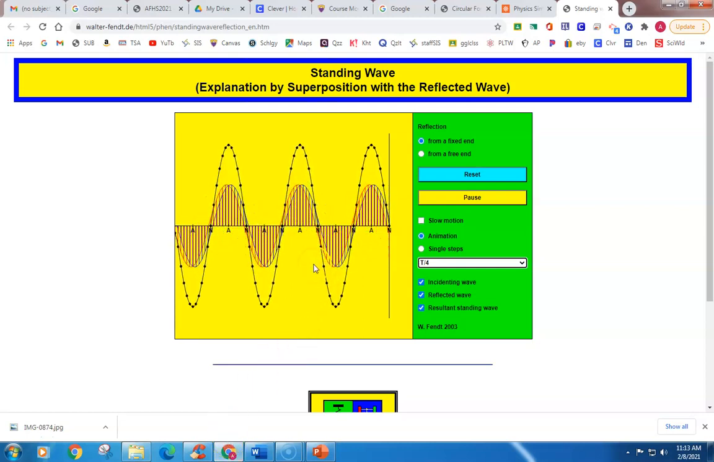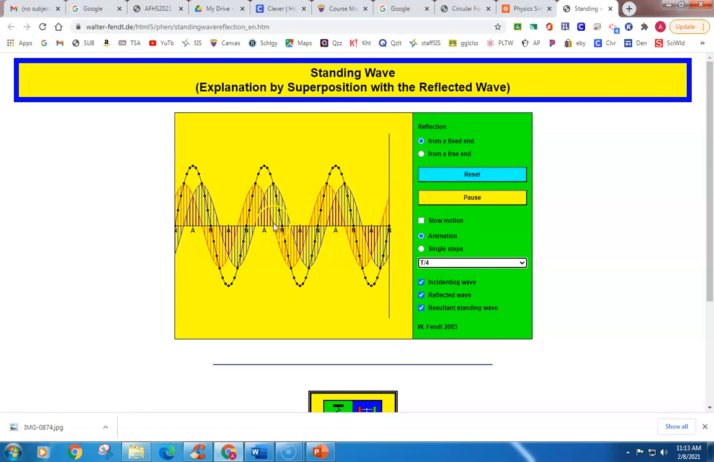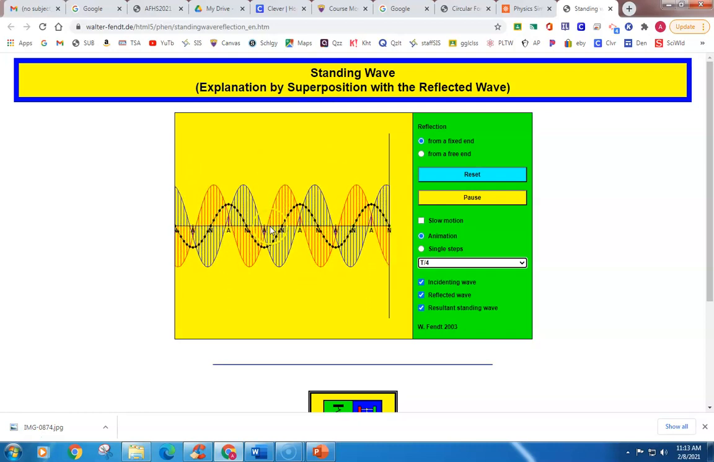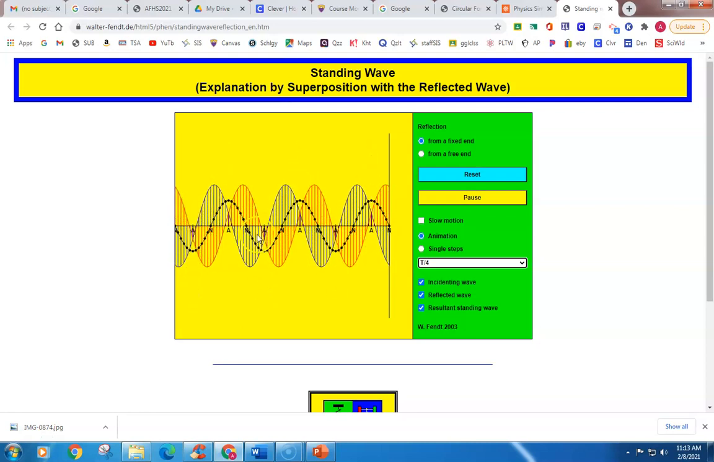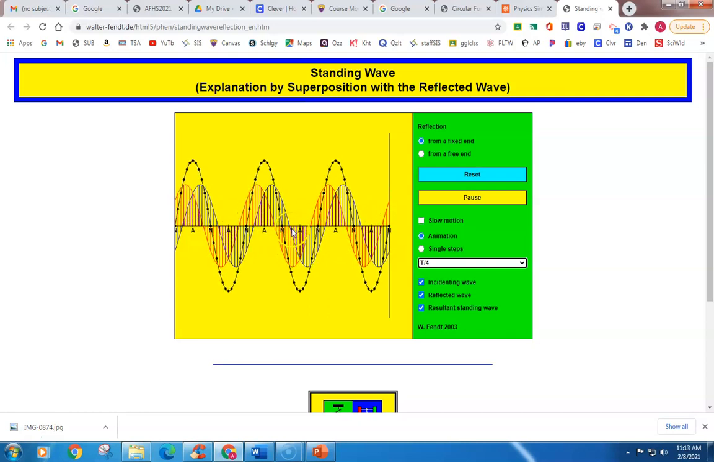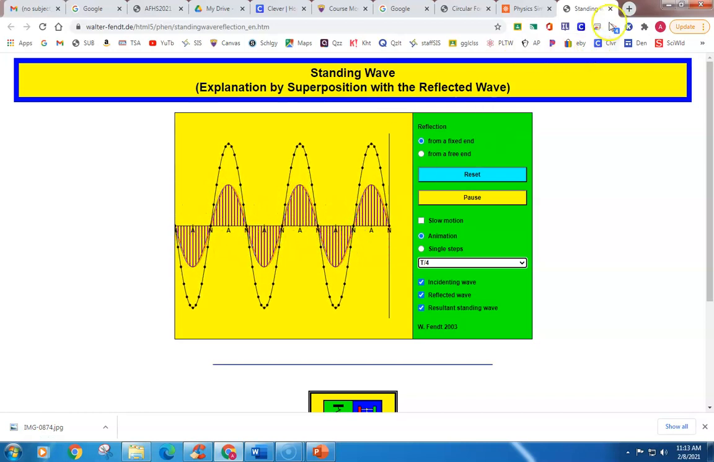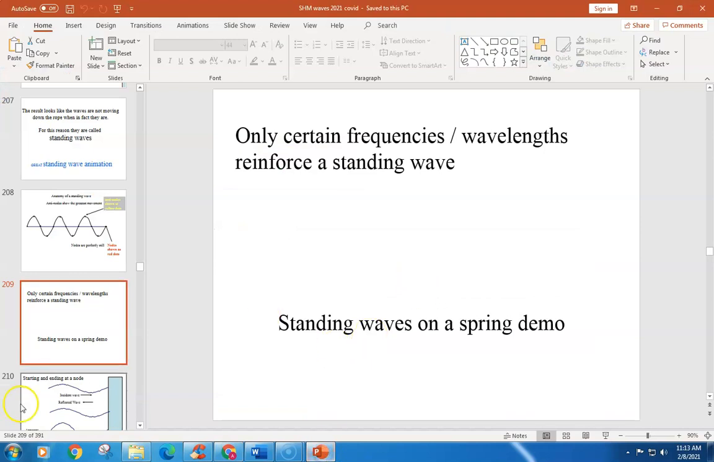So here again, just to show you constructive interference and destructive interference. Here we have constructive interference and then destructive interference. Constructive interference is when it lines up crest with crest, and destructive interference is where it lines up crest with trough. So standing waves are a result of both types of interference.